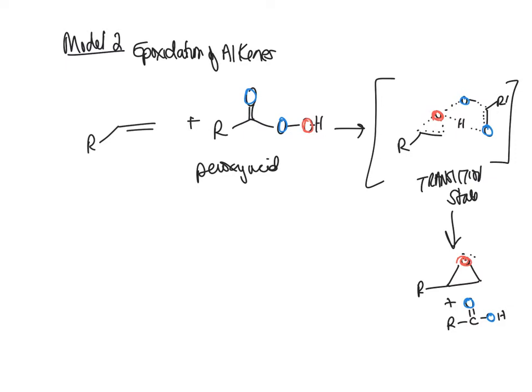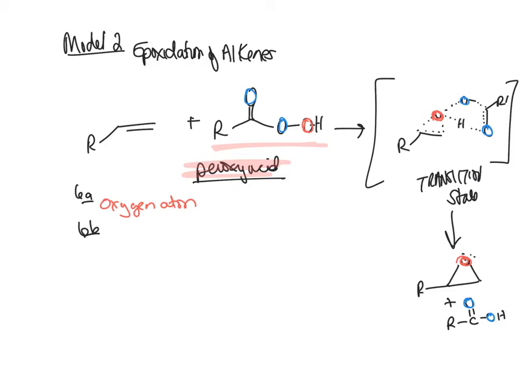All right, so 6A. In epoxidation, what atom is added to the alkene to form the epoxide? It's the oxygen atom. What reagent in Model 2 reacts with the alkene to form the epoxide? The peroxy acid reacts. And a lot of the time you're not going to see just R.